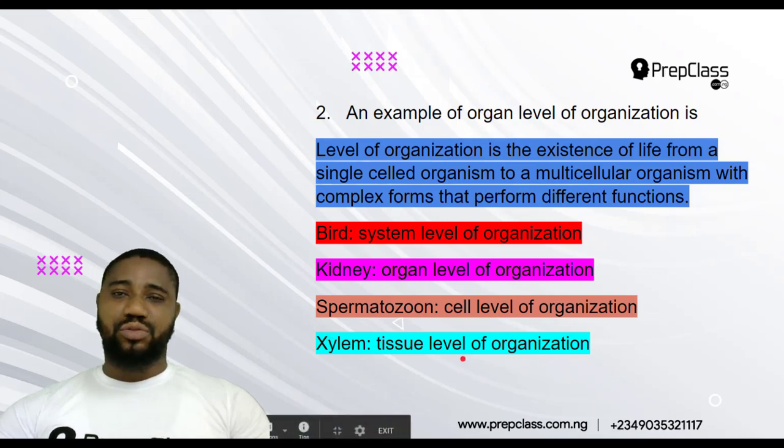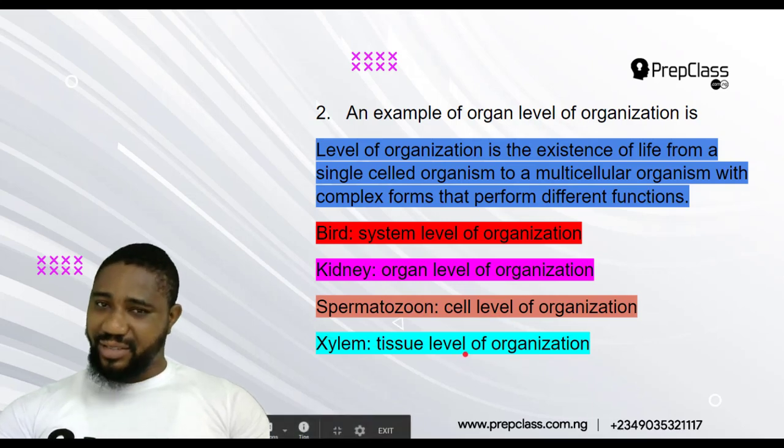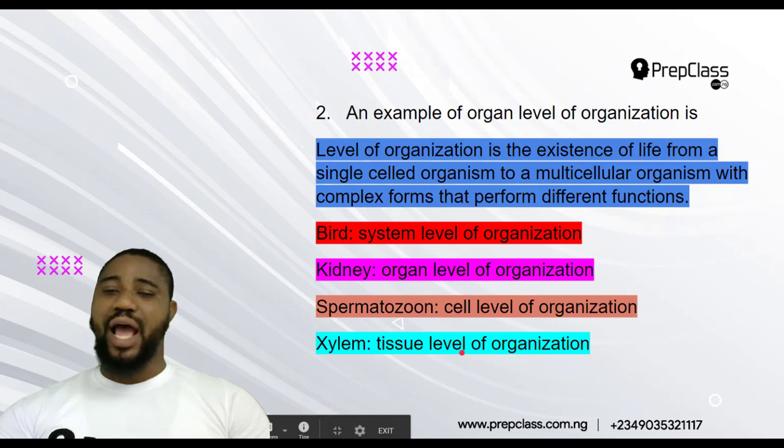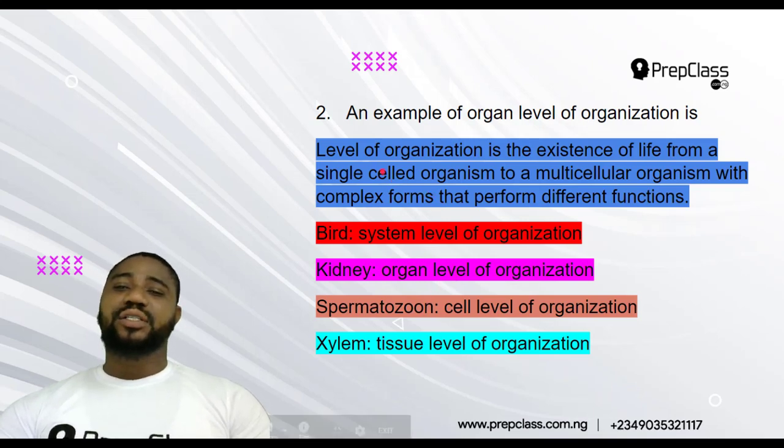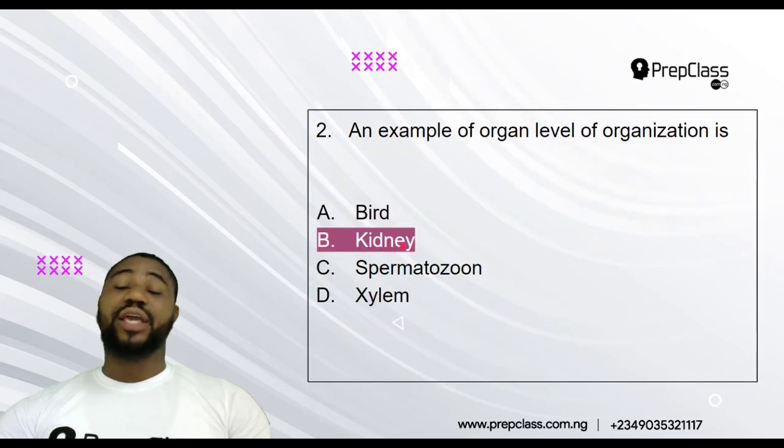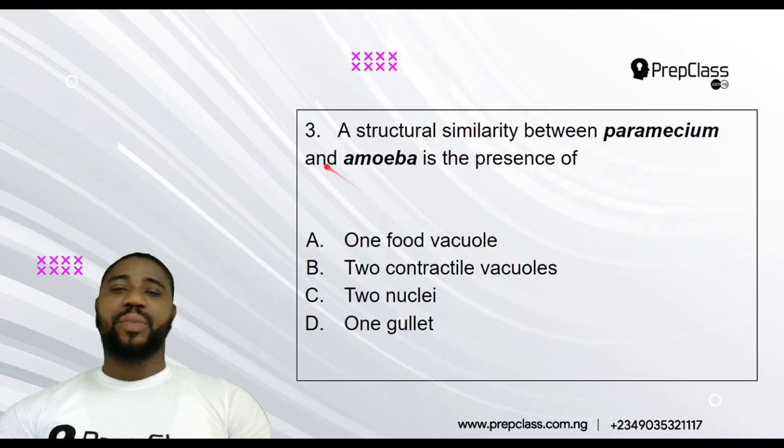Xylem is a tissue. It's a conductive tissue in plants that is responsible for conducting water. So look at all of them here. The one that is in the organ level of organization is, of course, kidney. So that is why kidney is your best answer. Very simple. Question number 3.